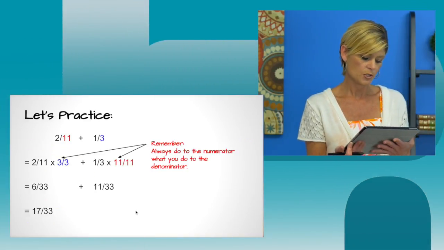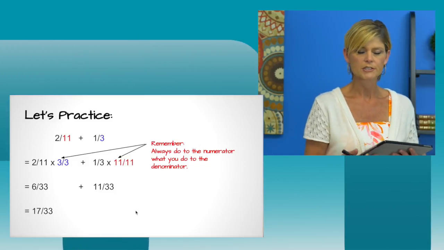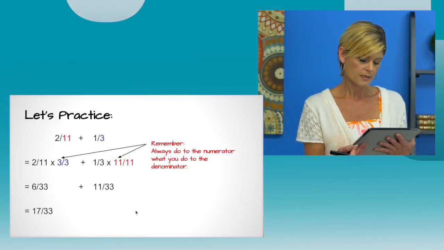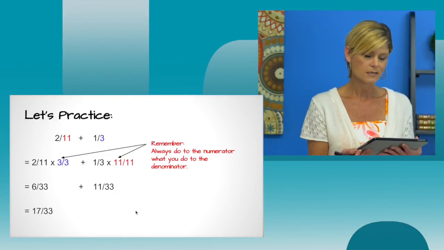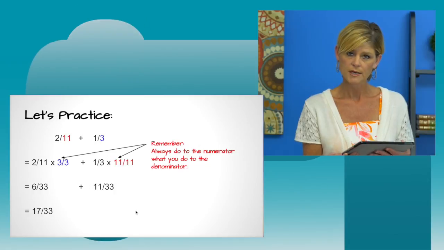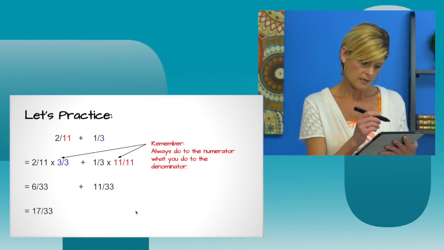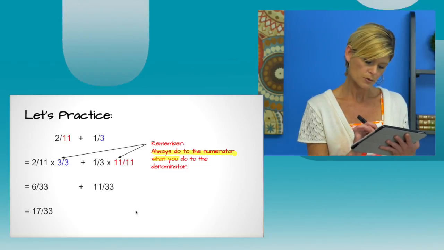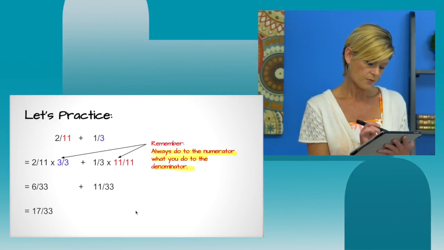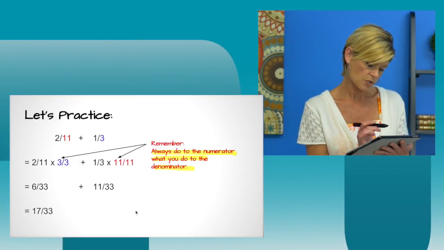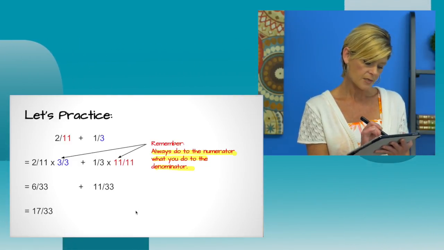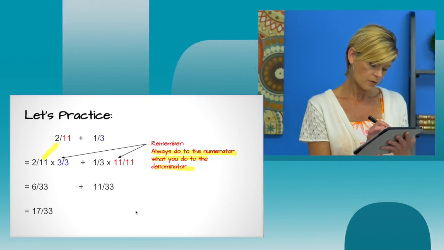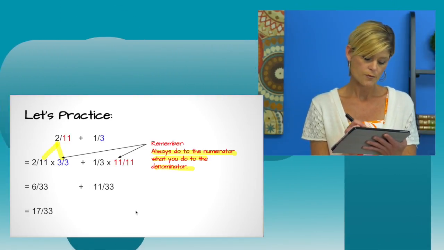This fraction, 2/11 plus 1/3. So the first thing you'll need to be thinking about is, what will my common denominator be? 11 and 3. All right, so your common denominator is going to be 33. You're going to multiply those two together. And I've written here, remember, always do to the numerator what you do to the denominator. So my first fraction is 2 over 11, and I'm going to have to multiply 2 over 11 by 3 over 3.